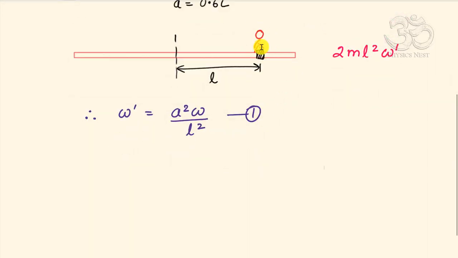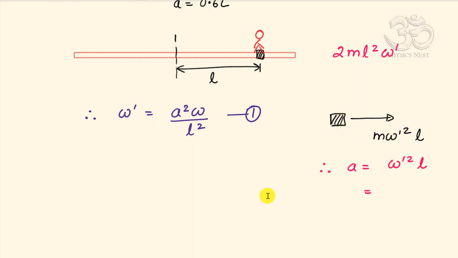Now this observer will draw the FBD of bead B, and he will draw a force on bead B in the radially outward direction. The force will be m omega prime squared times l, that is, m omega square r, where I'm using the omega at that instant and the value of the radius at that instant. So the acceleration of this bead will be omega prime squared l, which is, because I know omega prime is a squared omega by l squared, whole squared times l.